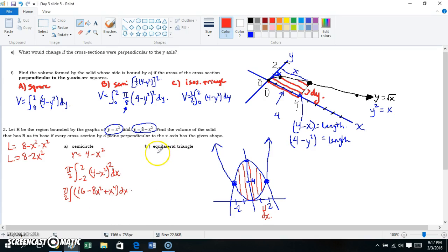Okay, last one is equilateral triangle. The length of the side is the base of the equilateral triangle, so the area is square root of 3 over 4 times 8 minus 2x squared, squared. That's the area of one equilateral triangle. We're going to integrate from -2 to 2, and that will give us our volume. Okay. That's a good introduction to the volumes by cross-sections.